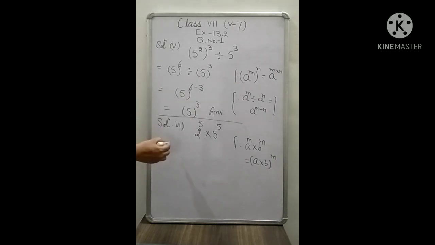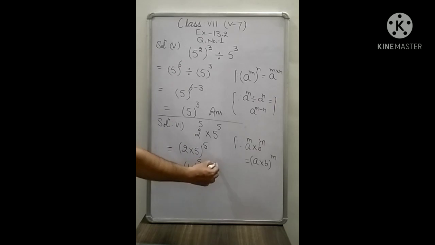So according to this law, these bases get multiplied, means 2 multiply 5, and whole raised to the power 5. Now just simplify it. So you will get 2 fives are 10, and whole raised to the power 5. So this will be the answer of this part. Is it clear? In the same way, now see the next part. We are on the 7th part.